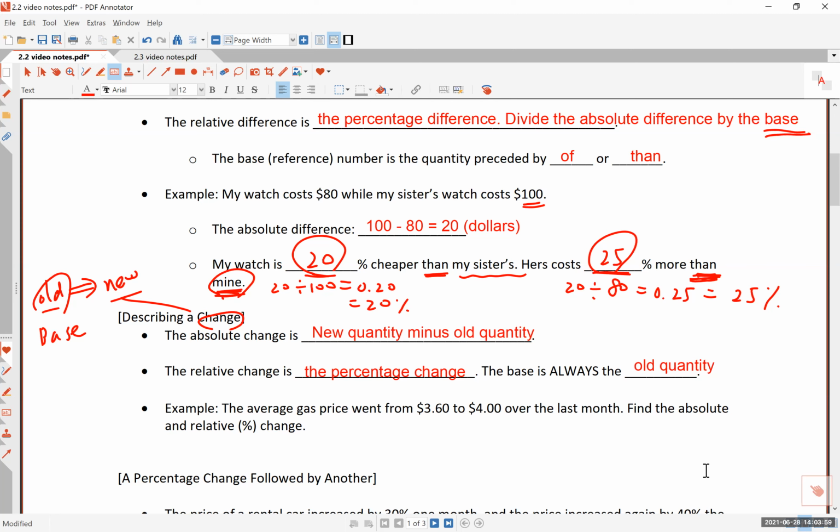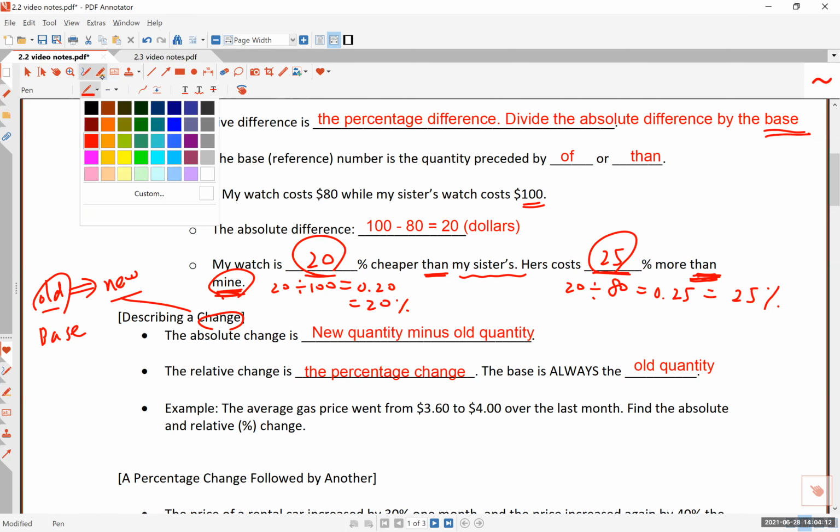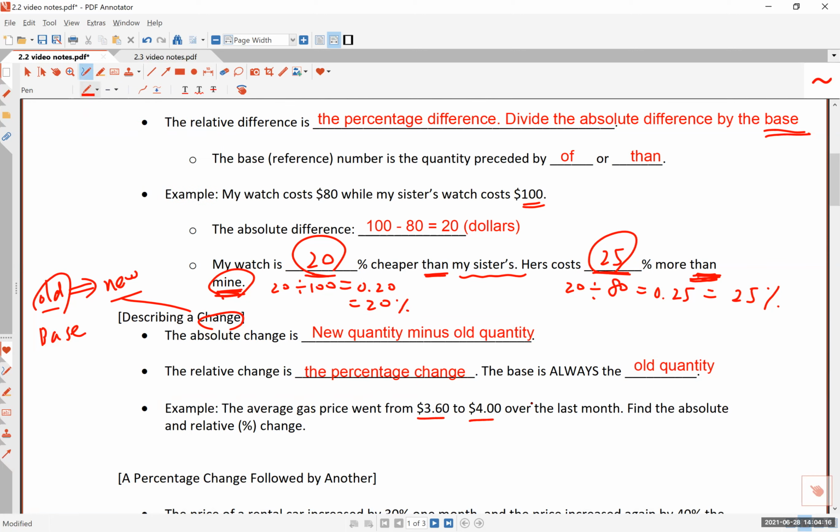So here's an example. Let's go ahead and work on this. The average gas price went from $3.60 to $4 over the last month. Find the absolute and relative change. The absolute change is easy. That's $4 minus $3.60, and that's 40 cents. So that is called the absolute change.